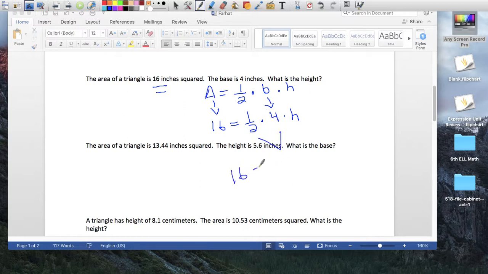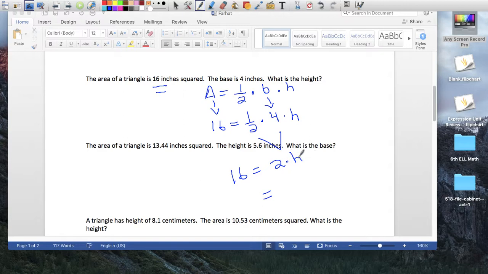16 stays the same for now. If I multiply half times 4, what's half of 4? 2. And the H stays the same. Okay. Now, if you read this, it says 16 equals 2 times a number I don't know, which in this case is represented by H, or it's going to be the height. So how do I get to find that number? Well, it's a multiplication equation, right? So the opposite of multiplication, division.